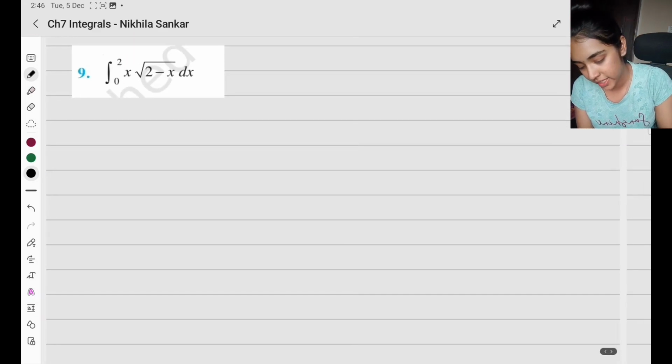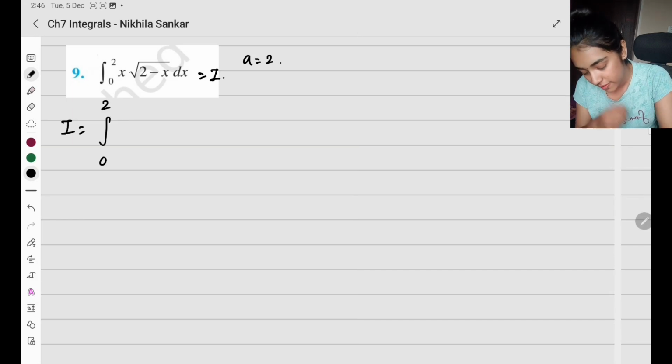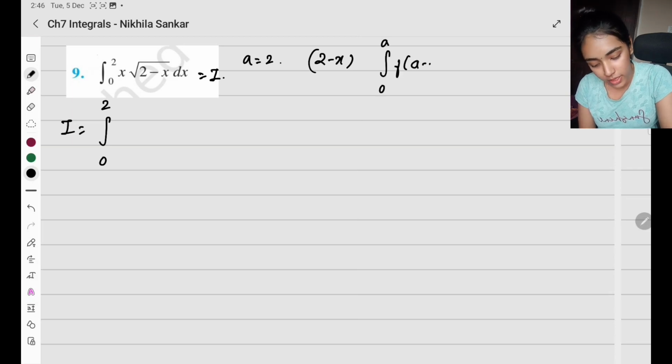Question number 9. Again using property number 4. So my a value is going to be 2. So this is my integral I. So I now becomes 0 to 2 of, wherever I have x, I have to substitute by 2 minus x, according to the formula 0 to a f of a minus x dx, according to property number 4.